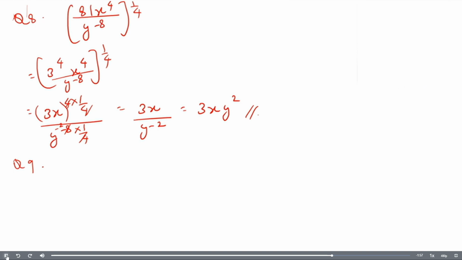Okay, next question. x to the power a minus b into x to the power b minus c into x to the power c minus a. Whenever you have a common base, you have to add the powers. So it is x to the power a minus b plus b minus c plus c minus a. Cancel positives and negatives. This gives me x to the power 0, which is equal to 1.